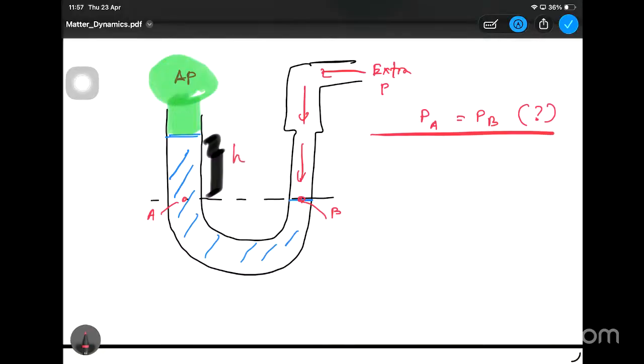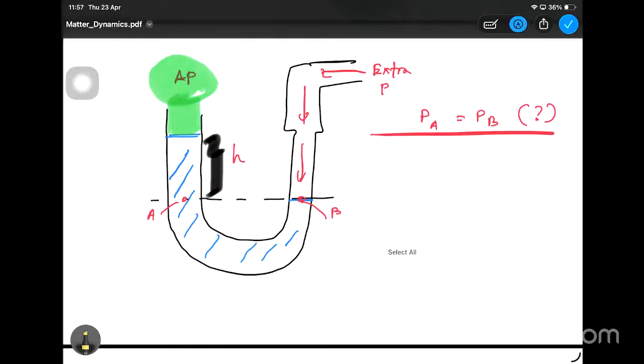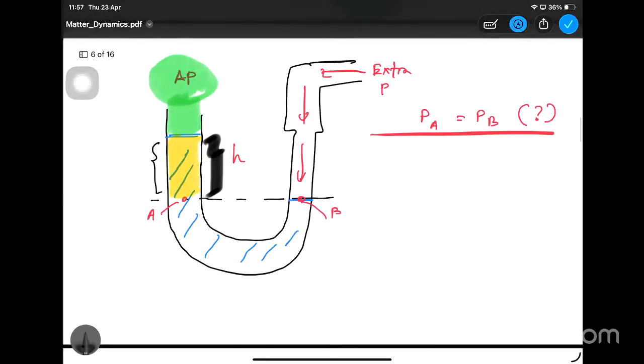This liquid difference H, now you can see that above point A, there's a liquid column as well, right? So the pressure generated by the liquid column, we can take it as H rho G. Up to this place, it was just atmospheric pressure. And when it comes to this place, what will happen? It will be atmospheric pressure plus the H rho G.